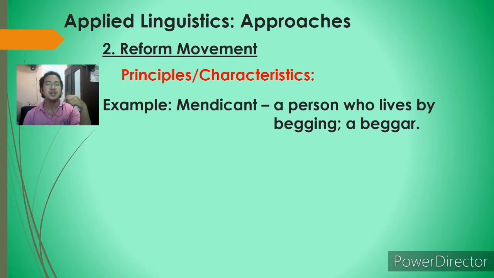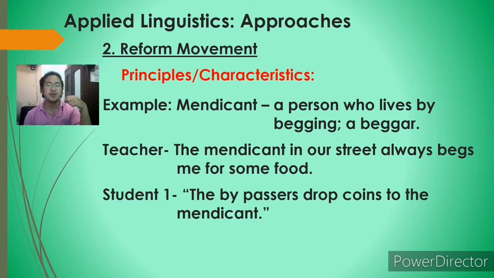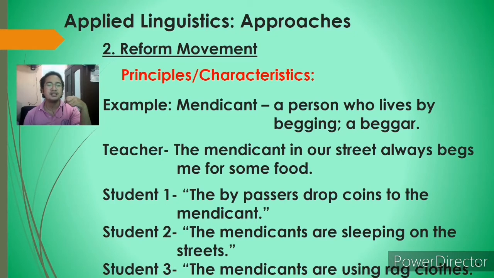The teacher would say the word mendicant. Then he will explain this word as a person who lives by begging, or simply means a beggar. Then the teacher would give his own sentence like, the mendicant in our street always begs me for some food. Then the teacher will ask his students to give their own examples. The students would say, the bypassers drop coins to the mendicant. Another student, the mendicants are sleeping on the streets. The mendicants are using rag clothes. In this way, students learn the language in a practical way.